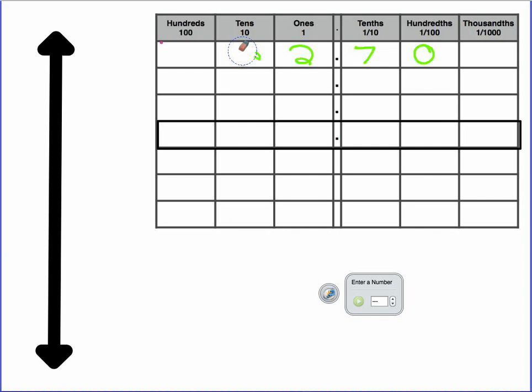I guess I didn't need to erase that. Yeah, I do need to erase that. I did.